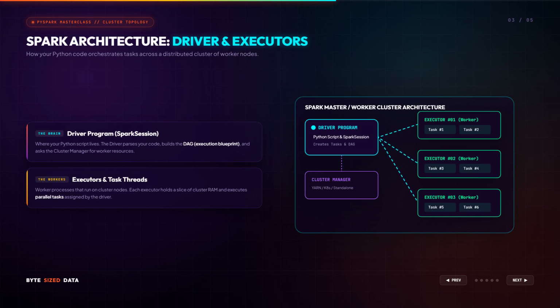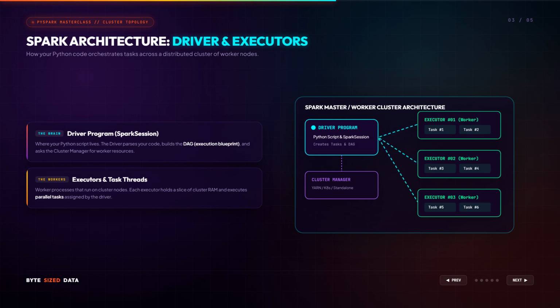Look at the architecture diagram on slide 3. On the left, we have the driver program. This is where your Python script runs. The driver is the brain. It parses your PySpark code, builds an optimized execution blueprint called a DAG, and asks the cluster manager for resources.